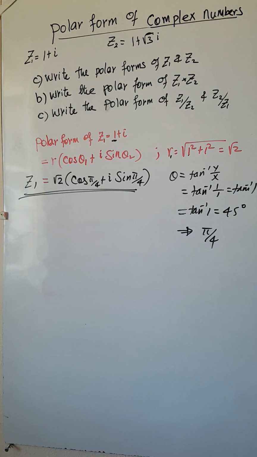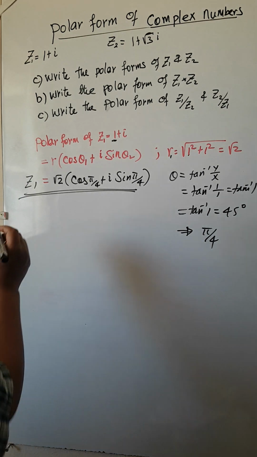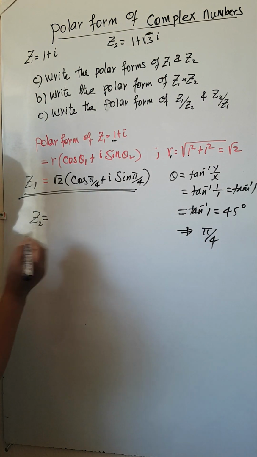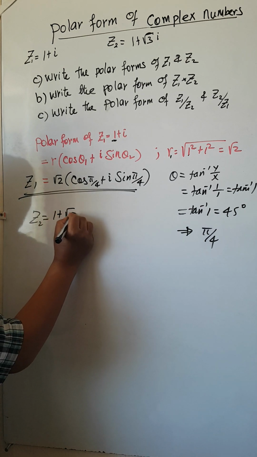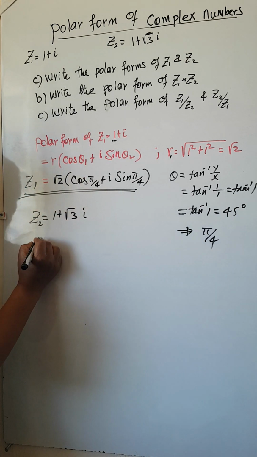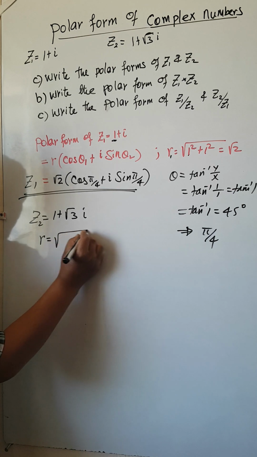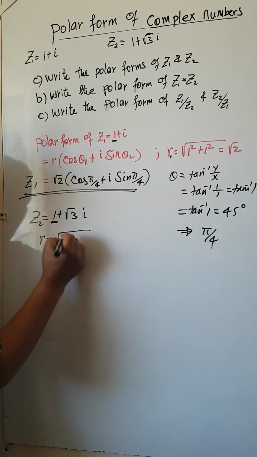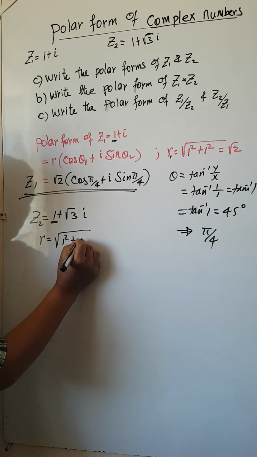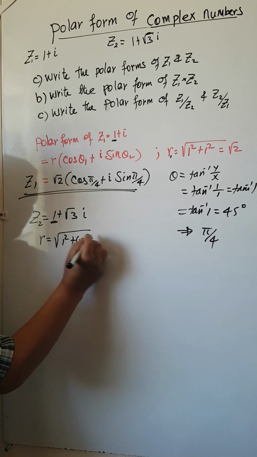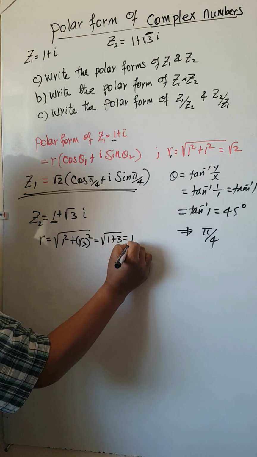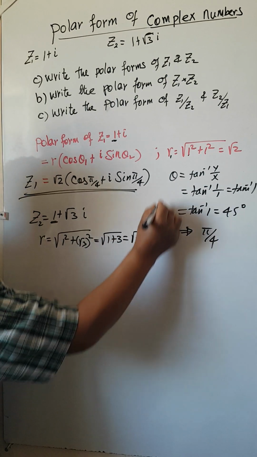In the same way, the polar form of z2. z2 is equal to 1 plus square root of 3 times i. Then r is equal to the square root of the square of the real part, 1 squared, plus the square of the imaginary part, square root of 3 squared. This is equal to square root of 1 plus 3, which is square root of 4. Then this is 2.